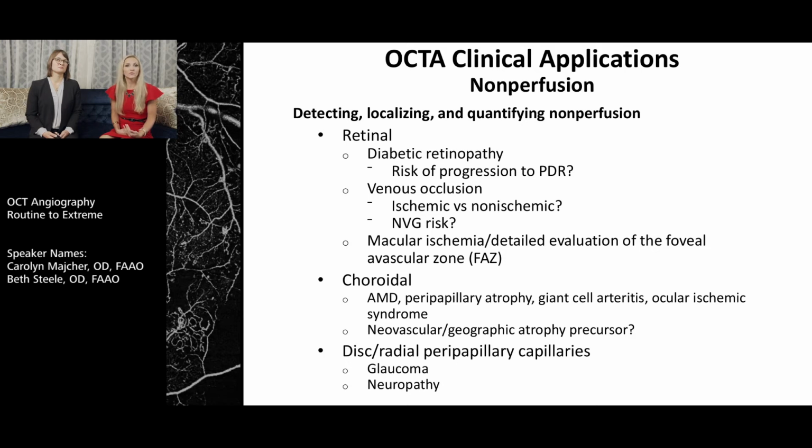Retinal non-perfusion occurs most commonly in conditions like diabetic retinopathy and venous occlusive disease, whereas for choroidal non-perfusion, the main application is in AMD, but it can also occur in other conditions such as giant cell arteritis and ocular ischemic syndrome, which may affect both retinal and choroidal circulation systems. And then looking at the optic disc perfusion or radial peripapillary capillary plexus, the main clinical application is going to be glaucoma or other optic neuropathies.